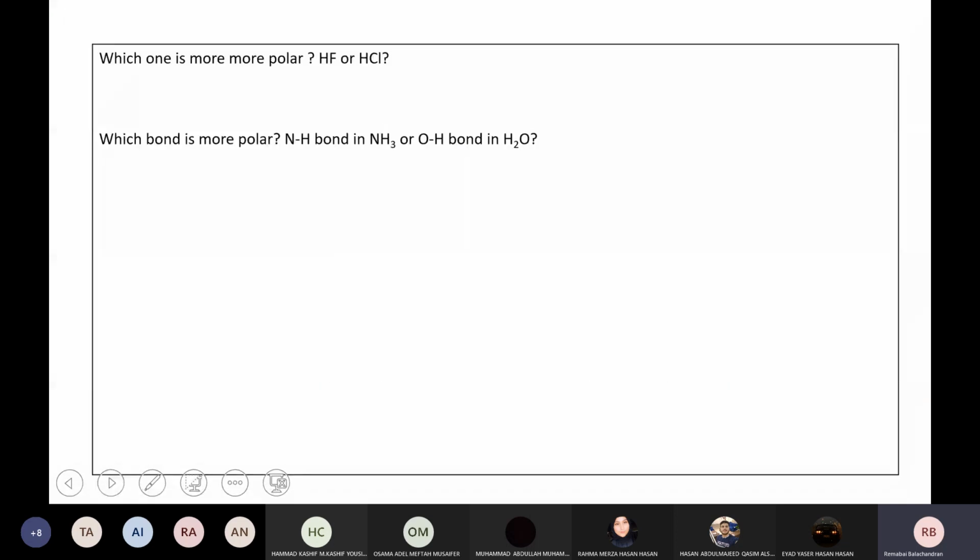Next question: which one is more polar, HCl or HF? Tell me. HF. Why? Because there's a greater difference. Yes, fluorine is more electronegative. F is more electronegative than Cl.